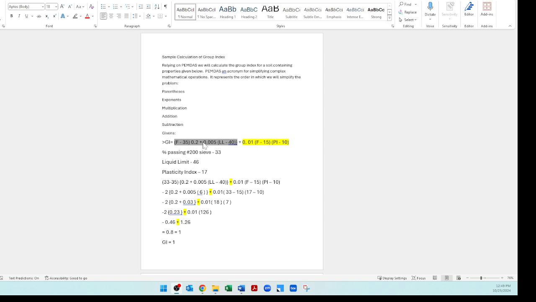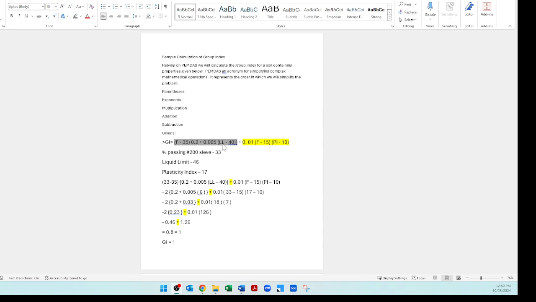This is the problem. Group index equals this plus this. Now, to get down to this plus this, we've got to simplify all this stuff. And here we have some variable. Well, let's call it a variable. For instance, here we need to substitute values for variables.